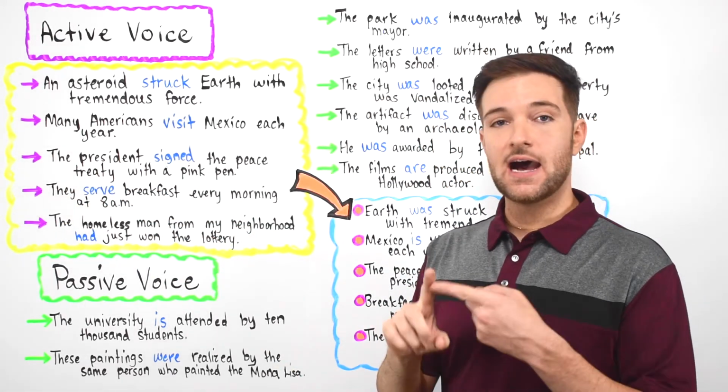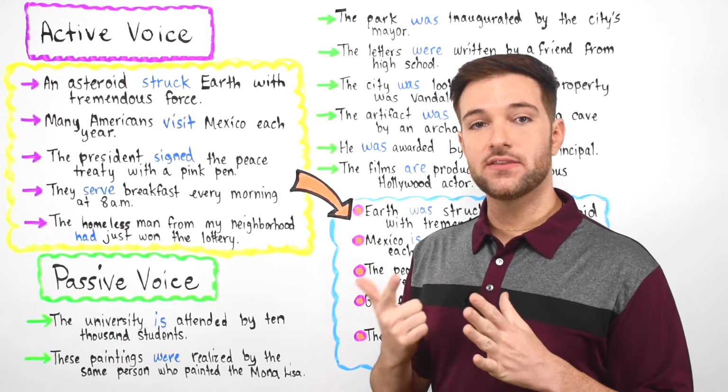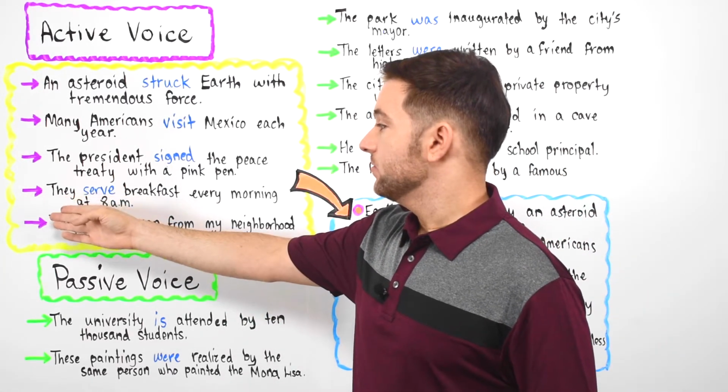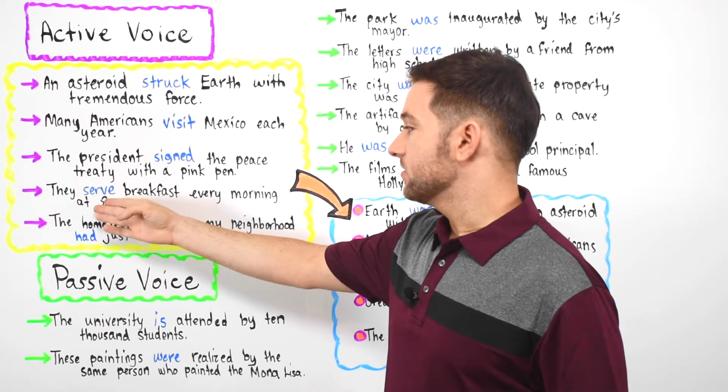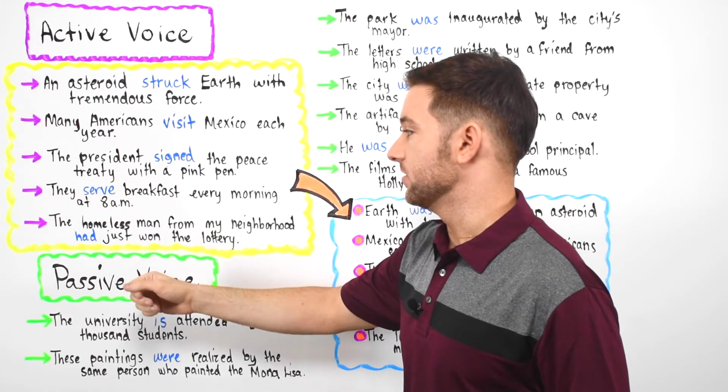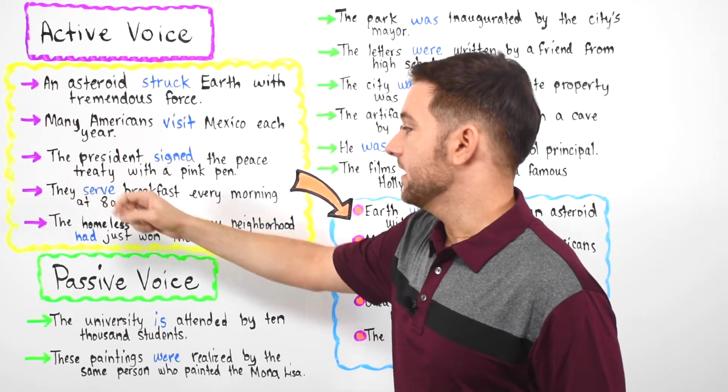We have I, you, he, she, it, we, and they in English. They is a pronoun. And what do they serve? They serve breakfast. Okay, serve is the verb. Serve is the action. They perform the action.